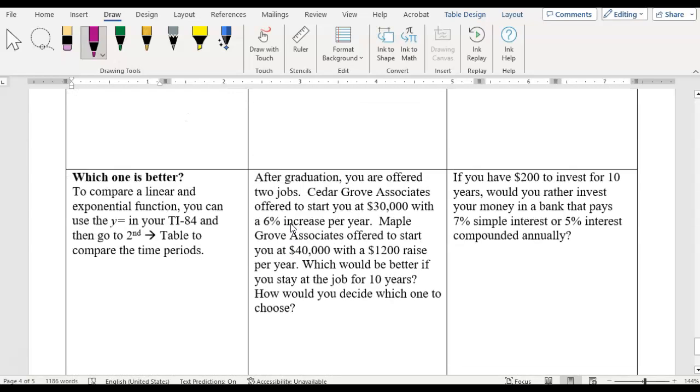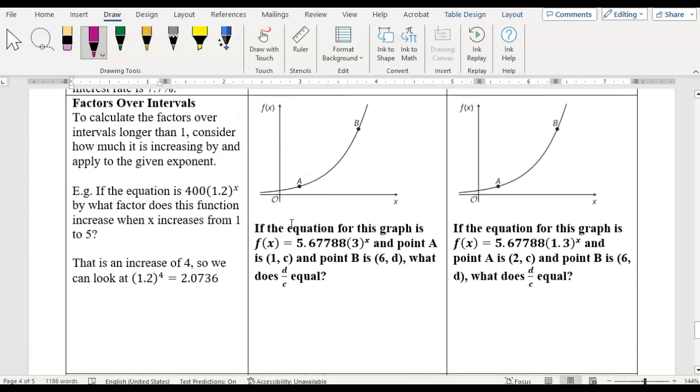All right, factors over intervals. To calculate the factors over intervals more than one, right? If it's just one, you apply that later value over the earlier value. Zamara gave us the example of y sub 2 over y sub 1, right? A later y over the earlier y. However, we can also look at wider intervals. And so if the interval is increasing from 1 to 5, it's an increase of 4. So we can look at the factor to the fourth power to see how much we're going to be multiplying by, or what our factor would be in that situation.